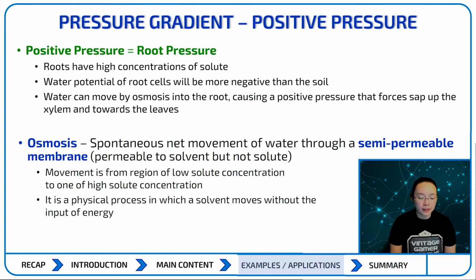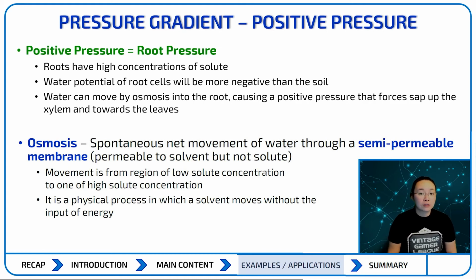So we're just going to take a look at the differences between positive pressure and negative pressure now. With positive pressure, another term for that is root pressure. What's happening here is that your roots themselves are going to absorb a lot of nutrients from the soil, and that means there's going to be a high concentration of solute. The water potential of your root cells is going to be more negative than the soil, so that solutes are going to want to move into your root.